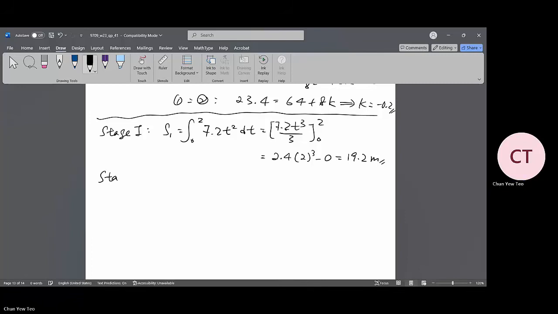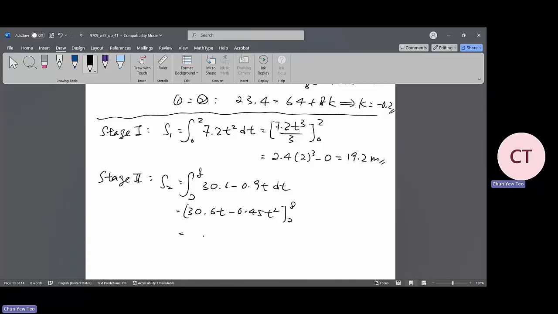Then stage 2, S2, it will be integrate from 2 to 8 the 30.6 minus 0.9t dt, which gives 30.6t minus 0.45t squared from 2 to 8. Just substitute the values inside. You get 216 minus 59.4, then you get 156.6. That is stage 2.